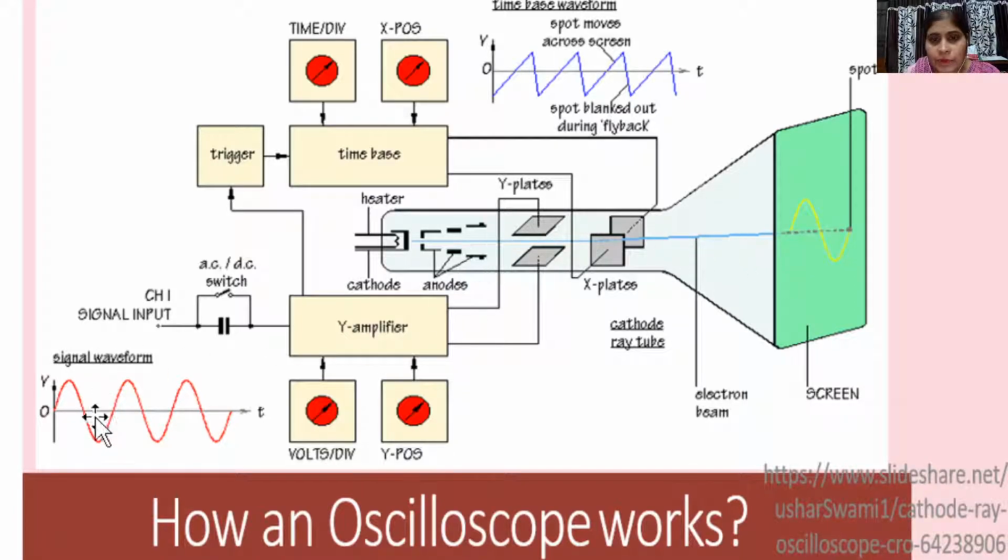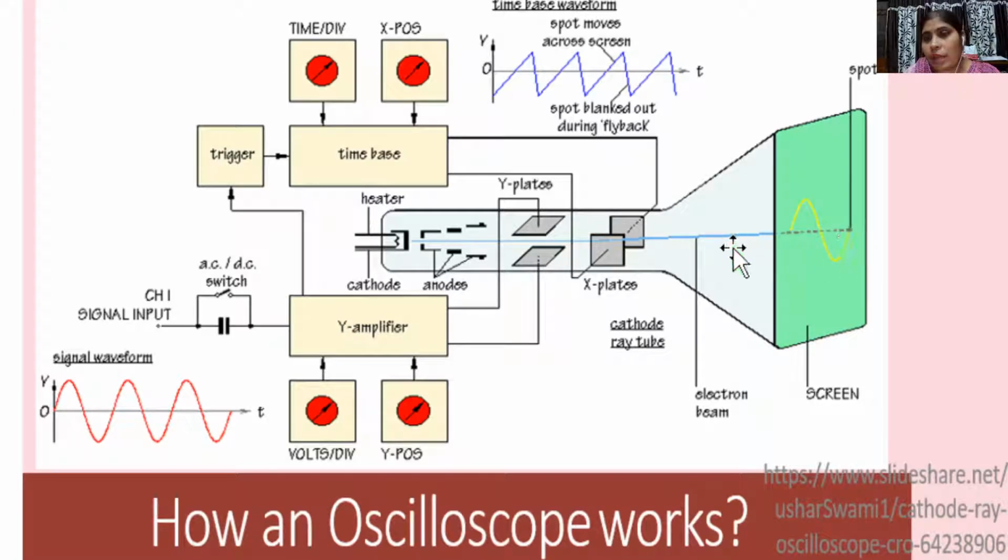But here the input signal is present on the Y plate and the sweep signal is present on the X plate. So these two signals create their fields, and because of this, when the electron passes through this field, the electron will be deflected and strike different places on the screen.